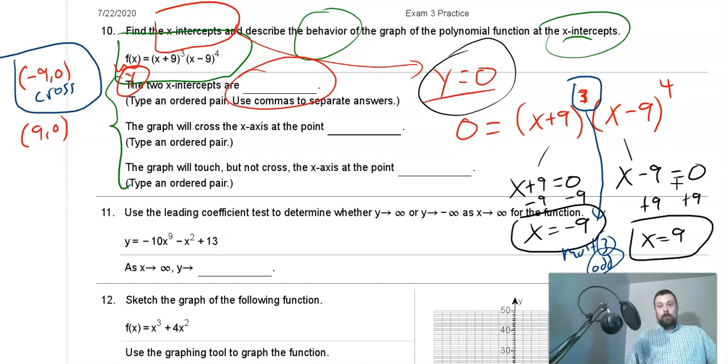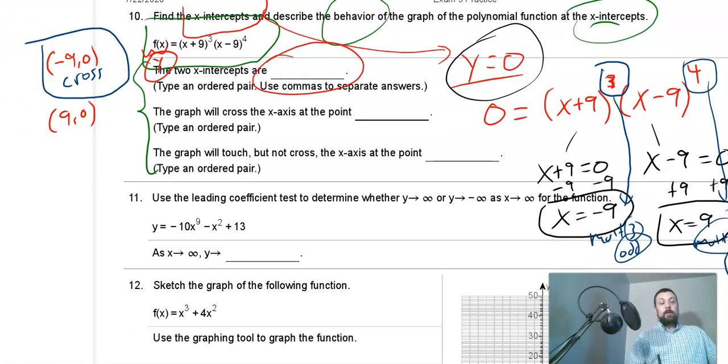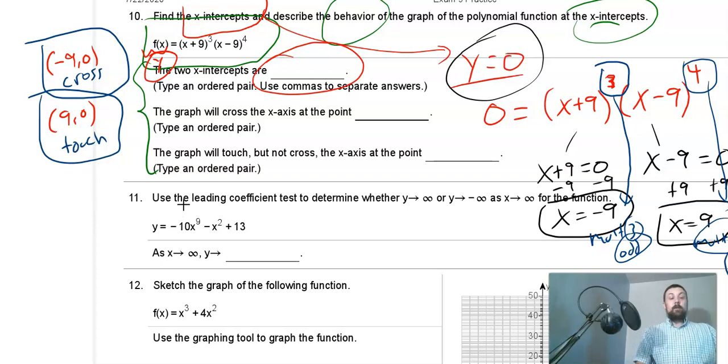For this root, the multiplicity is 4. The exponent that gave us that root was 4, so the multiplicity of this root is 4, and that is an even number. If the multiplicity for that root is even, the graph will touch the x-axis but not cross. So it will cross at negative 9, 0. It will touch at positive 9, 0.